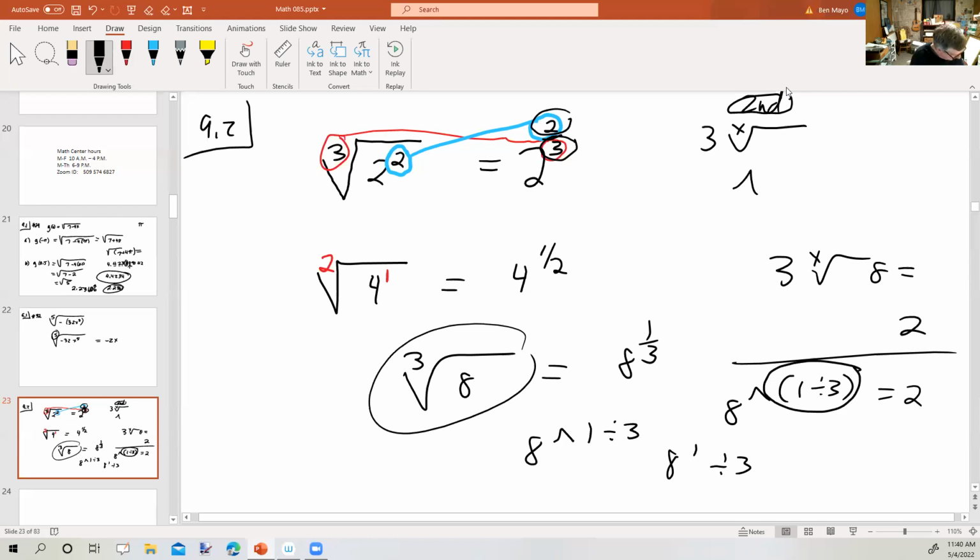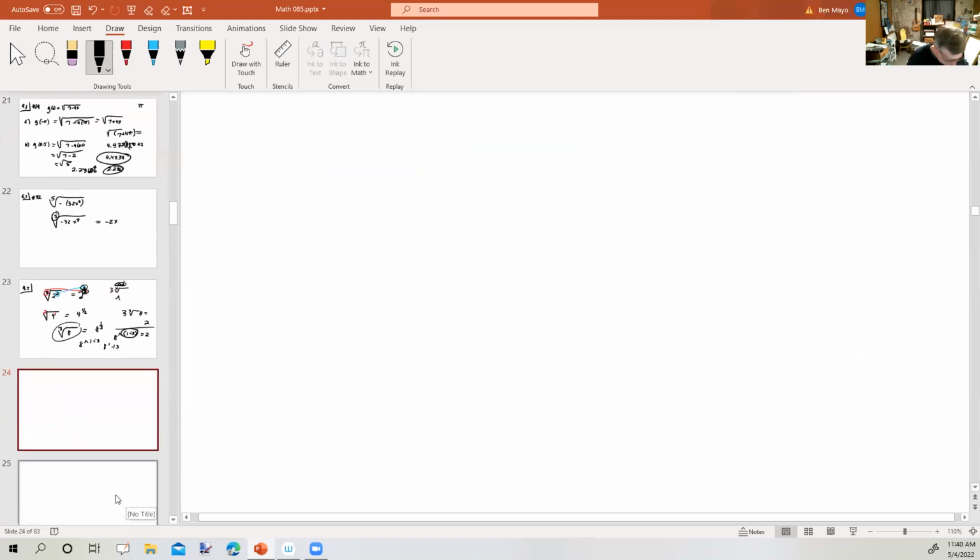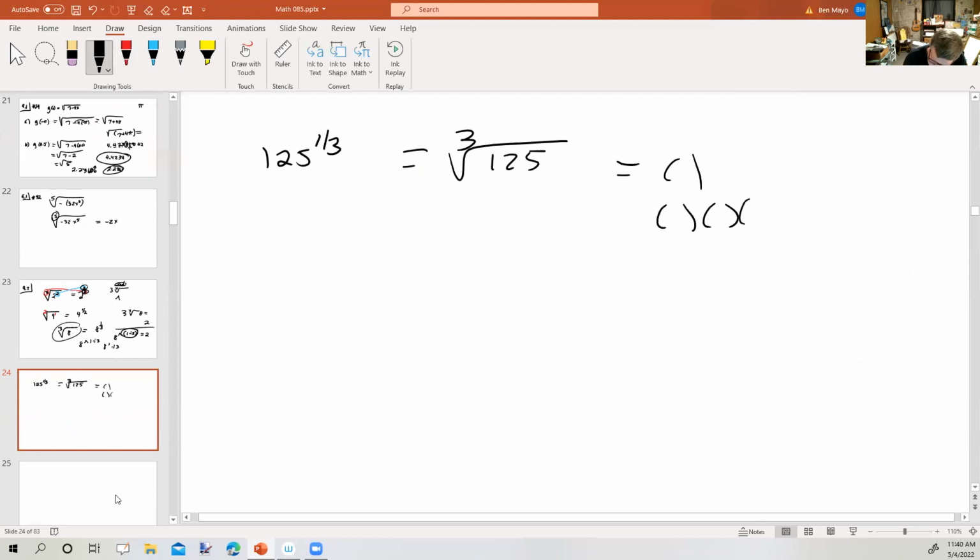Okay, so let's take a look at some examples here. It says evaluate each expression. 125 to the 1/3 power. So this is basically the same thing as the cube root of 125. Well, what number times itself is 125?